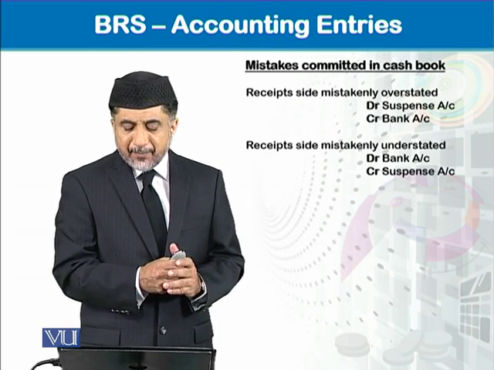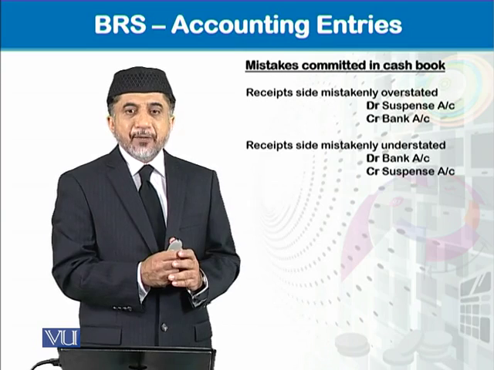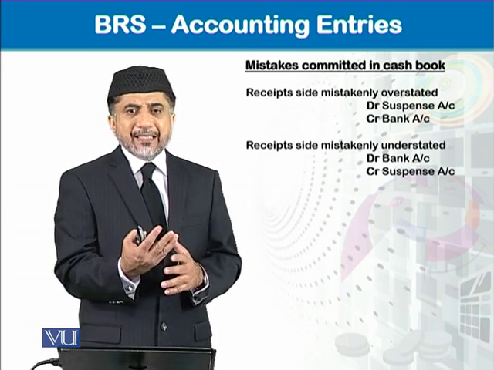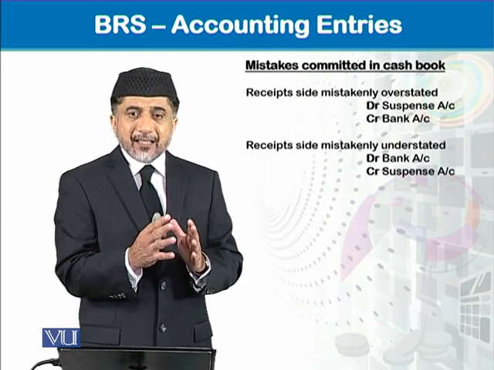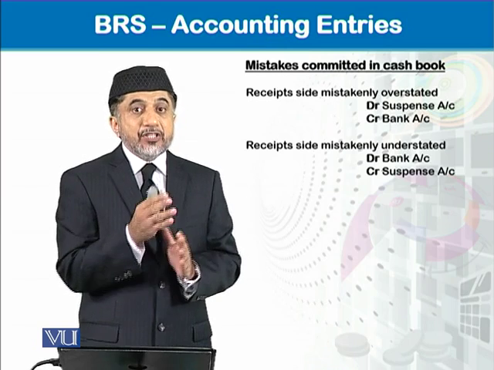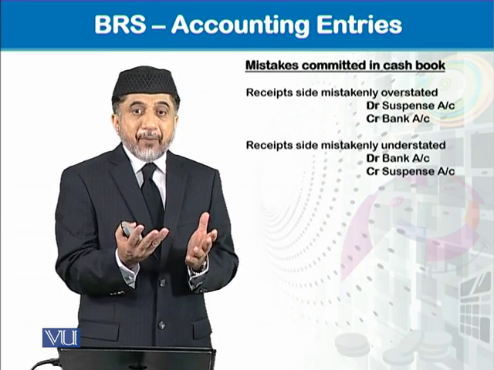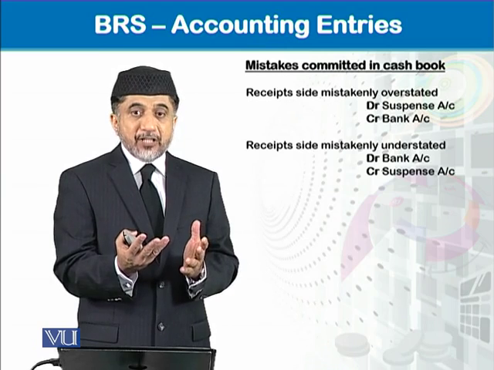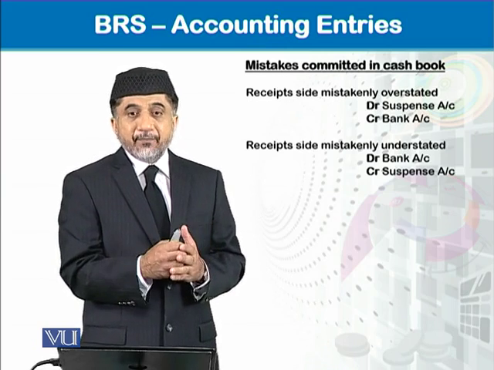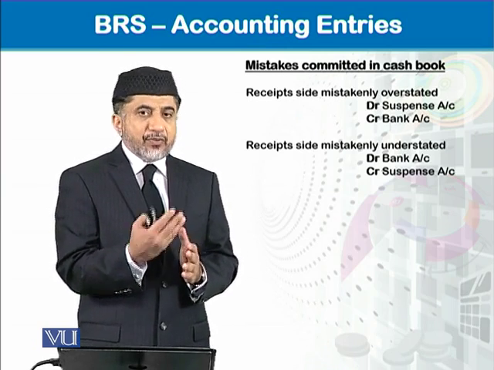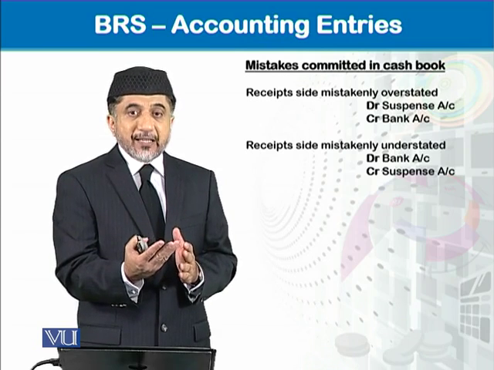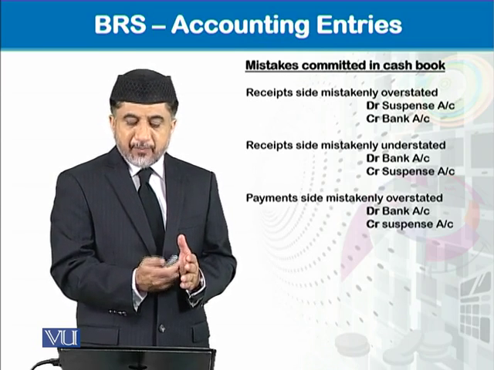So receipt side mistakenly understated. So by any reason, receipt side is understated. Now you have to debit. Receipt is debit in the bank column, in the bank account or cash book. Debit side is the receipt side. So if it is understated, you will give more debit effect in that with a credit to suspense account.